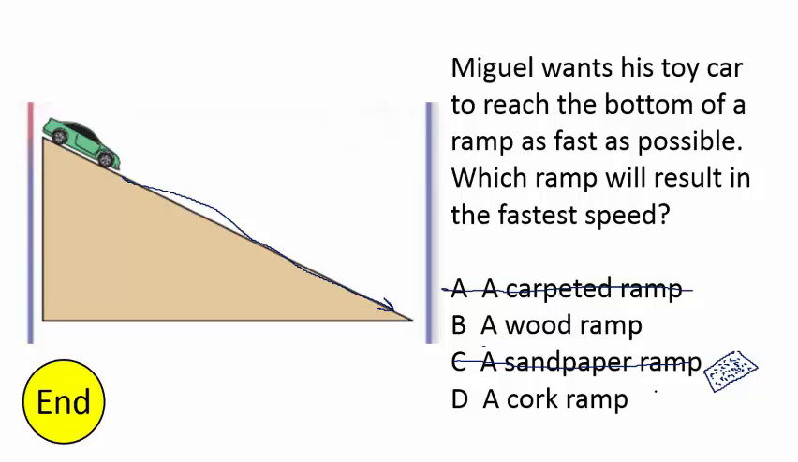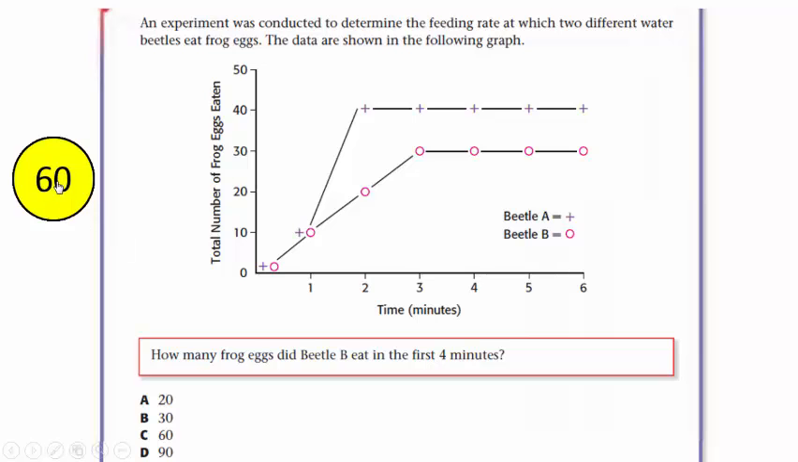Cork, you may not be familiar with, is sort of like wood, but if you've ever felt a cork that comes out of a bottle, it's kind of rough. And I know that, if you haven't seen that, it's kind of rough. So I'm thinking, would cork be the best? I'm guessing no. So I'm going to just say that a wood ramp would be the best for the fastest surface. Next question, 60 seconds. Ready, begin.